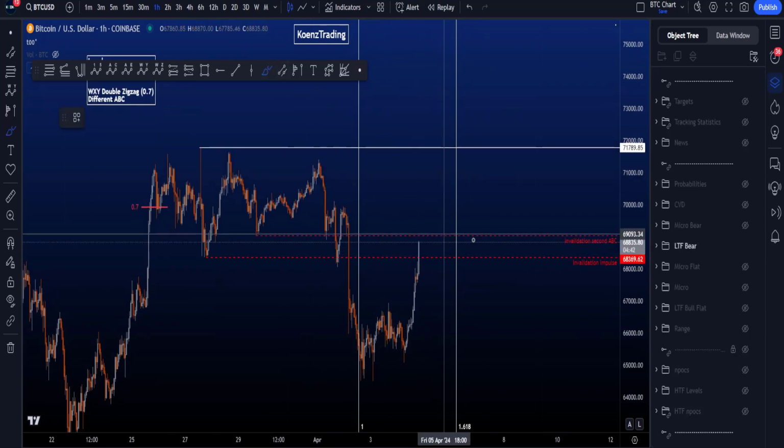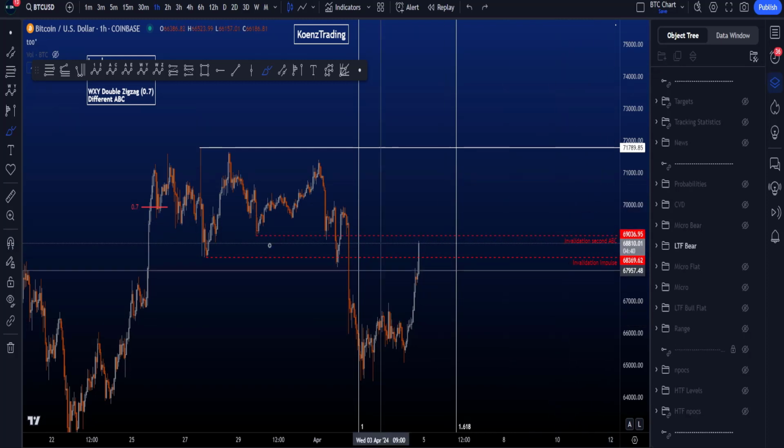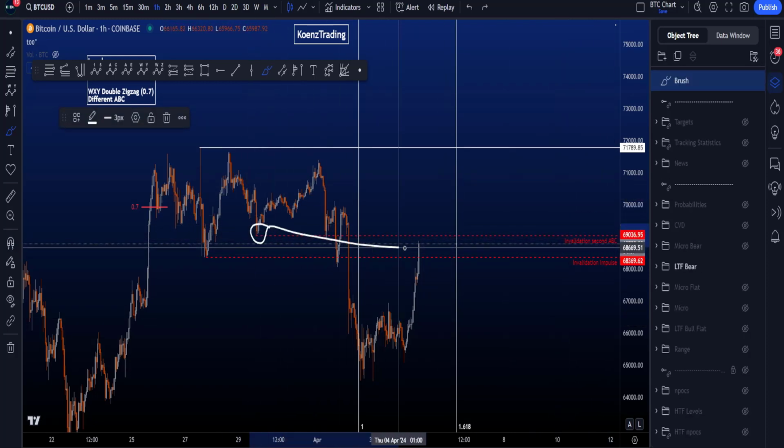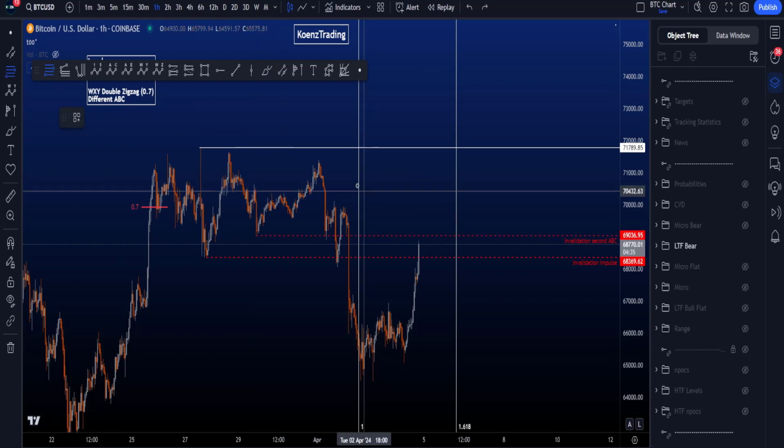The real invalidation over here as well is the line at 69k, as that would mean overlap between wave 1 and wave 4. That's not what we like to see.